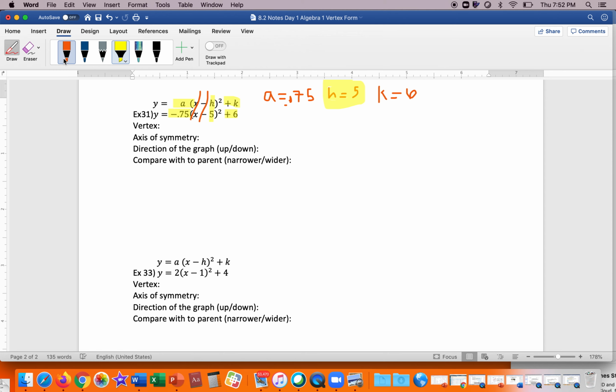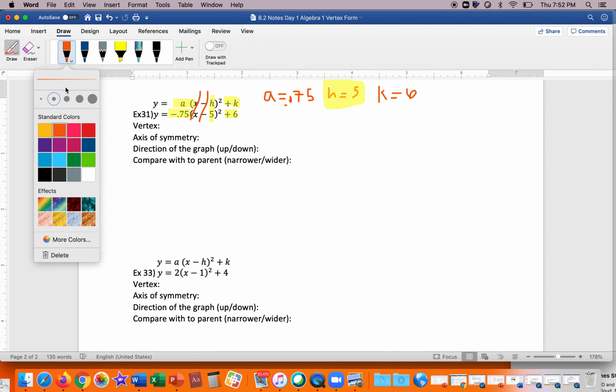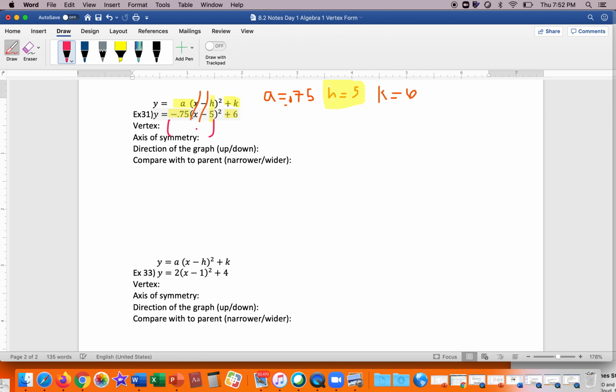So your vertex is H comma K. So we know that the vertex for this problem is H comma K, so it's 5 comma 6. We know that our axis of symmetry is a vertical line, so it's x equals, and it's the x coordinate of the vertex, so we say x equals 5.